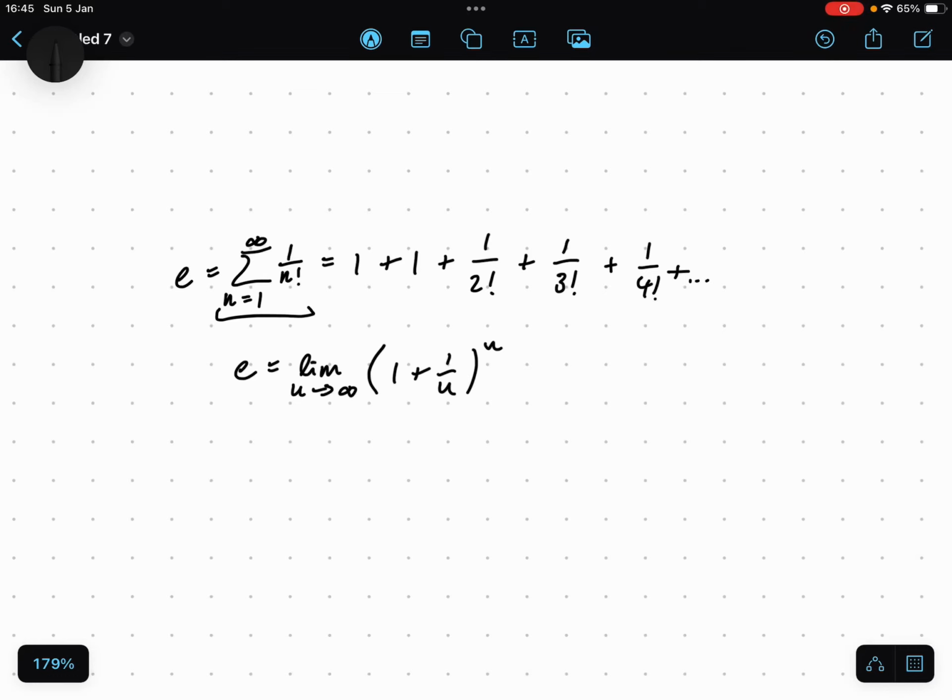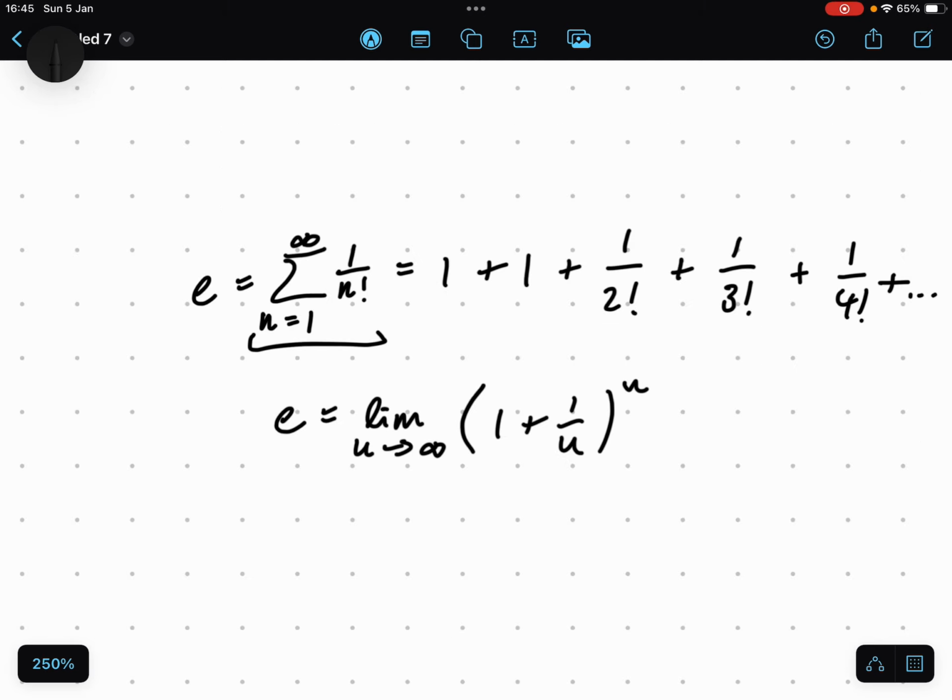So you've probably seen this formula before. It is an infinite formula for e. It is 1 plus 1 plus 1 over 2 factorial plus 1 over 3 factorial plus 1 over 4 factorial and so on and so forth. And it's a really cool formula, the fact that it works.